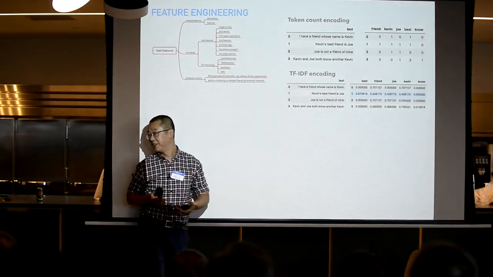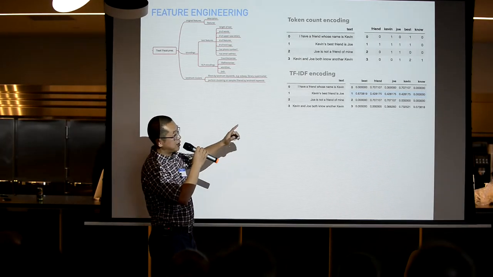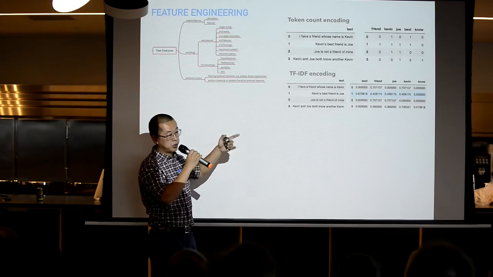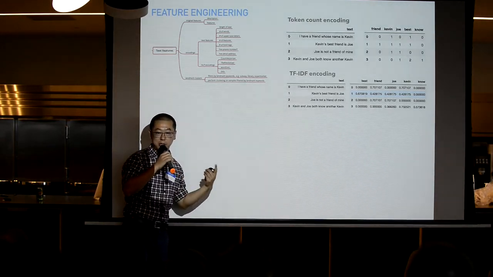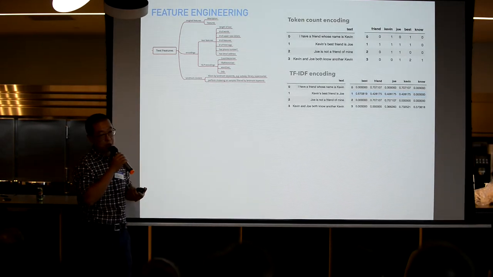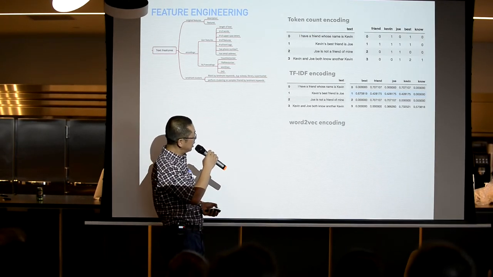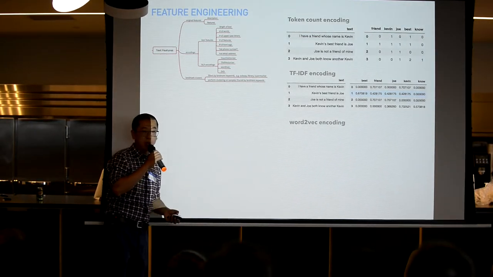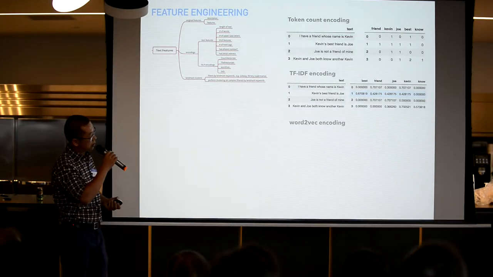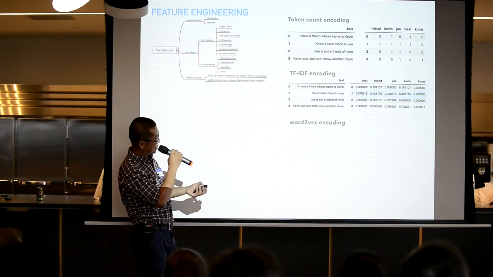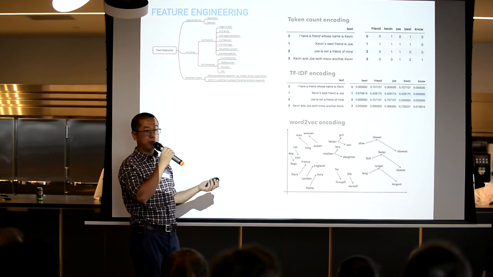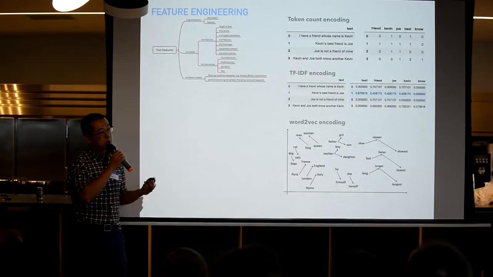Thank you. We can penalize the more frequent words to get a fairer representation of feature importance. So this is the so-called TF-IDF encoding. And the third one is a little bit newer to the landscape, which is called the word2vec embedding. So what does that mean?